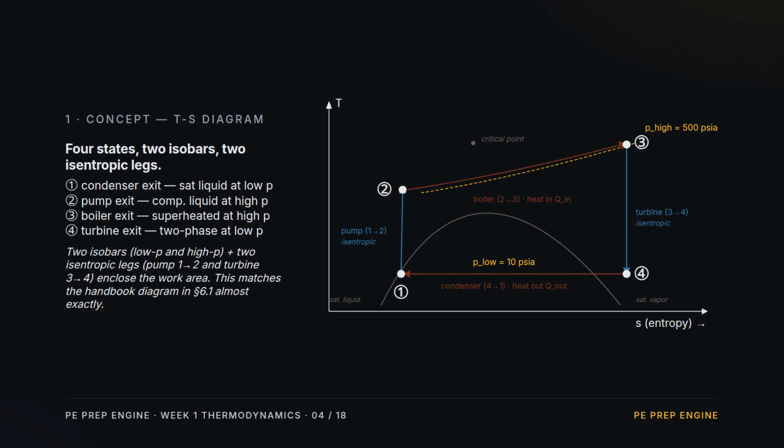The TS diagram. Temperature vertical, entropy horizontal. 4 states, 2 isobars for the low and high pressures, 2 isentropic legs for the pump and turbine. State 1 is saturated liquid at condenser pressure. State 2 is directly above it, same entropy, higher pressure, the pump exit, nearly coinciding with 1 since the pump is near reversible. State 3 is upper right, superheated steam at high pressure and temperature, reached from 2 by boiler heat. State 4 sits directly below 3, same entropy, since the turbine is isentropic, back at low pressure, usually 2-phase, so wet steam. The enclosed area is the net work per unit mass.